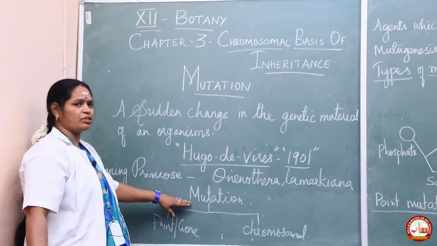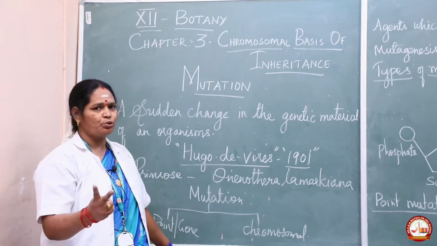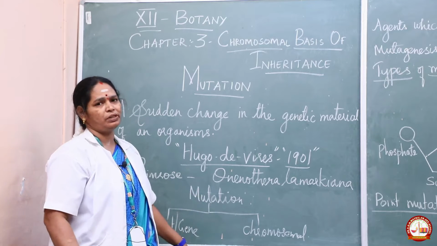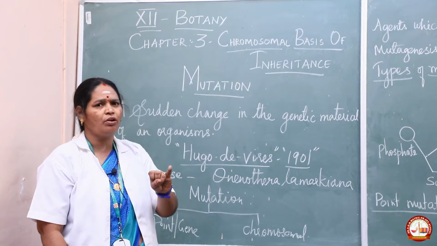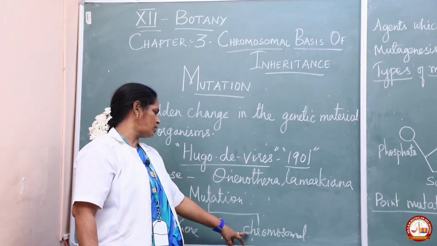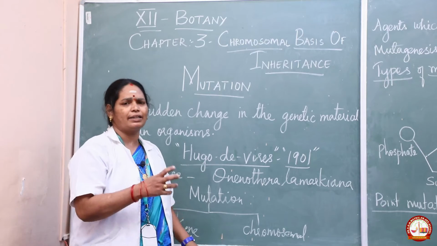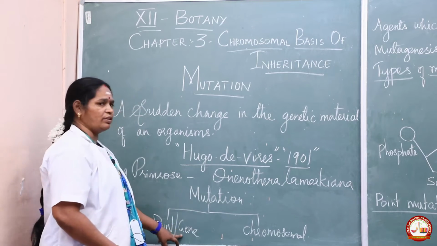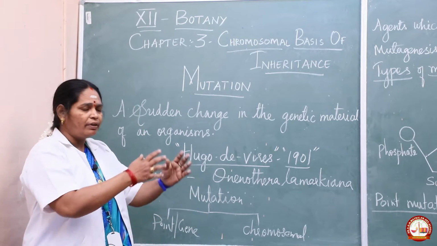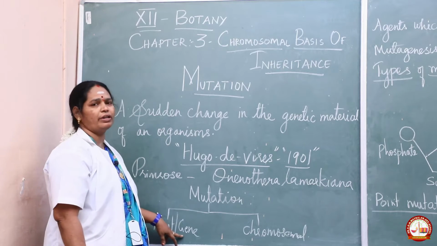Children, mutation is generally classified into two types. What are they? Point mutation, or gene mutation, and chromosomal mutation. Point mutation is also called gene mutation, and the second type is chromosomal mutation. What is point mutation? It is a mutational event that takes place within the gene. Genes occur in a linear order in the chromosome, is it not? When any change occurs in that, we call it a point or gene mutation.